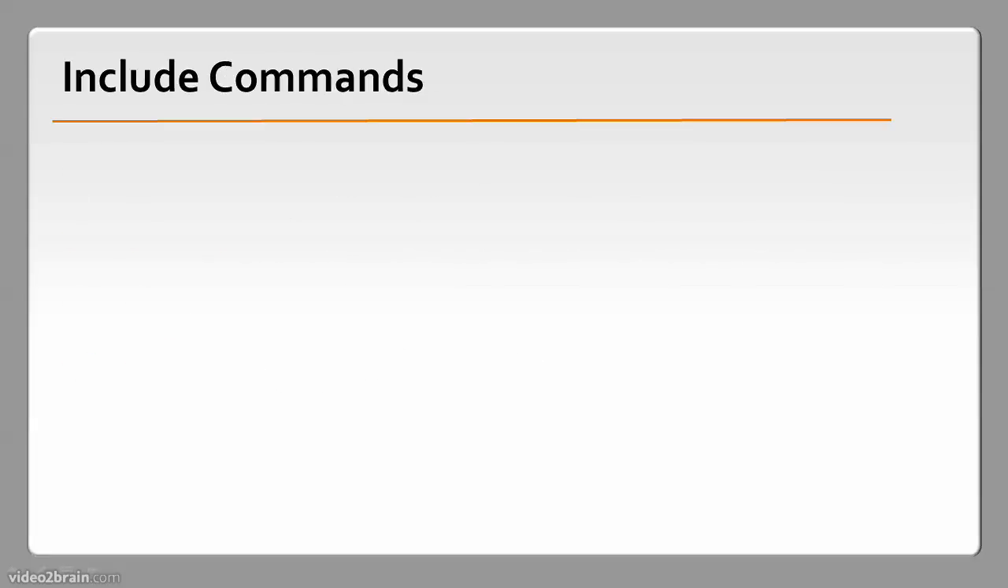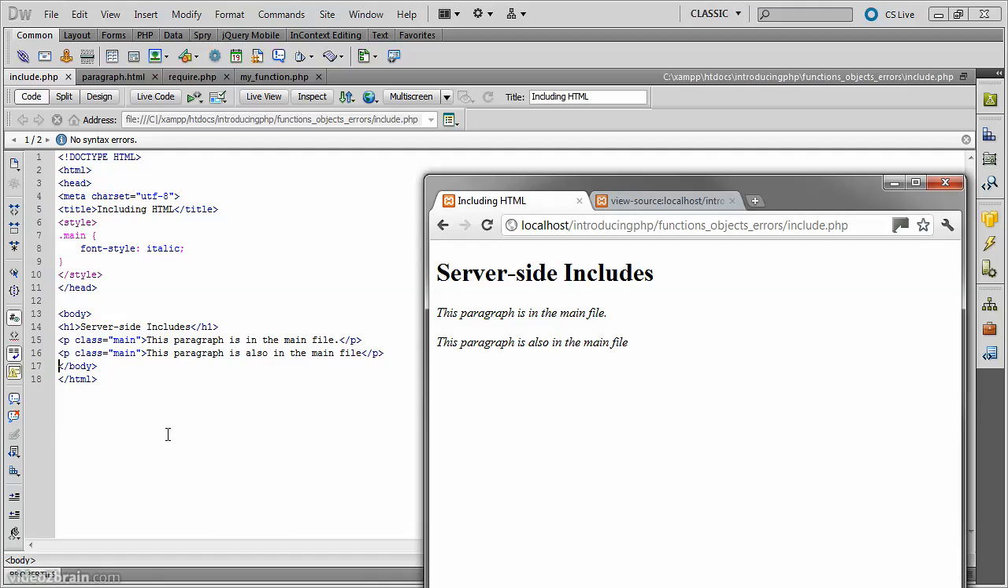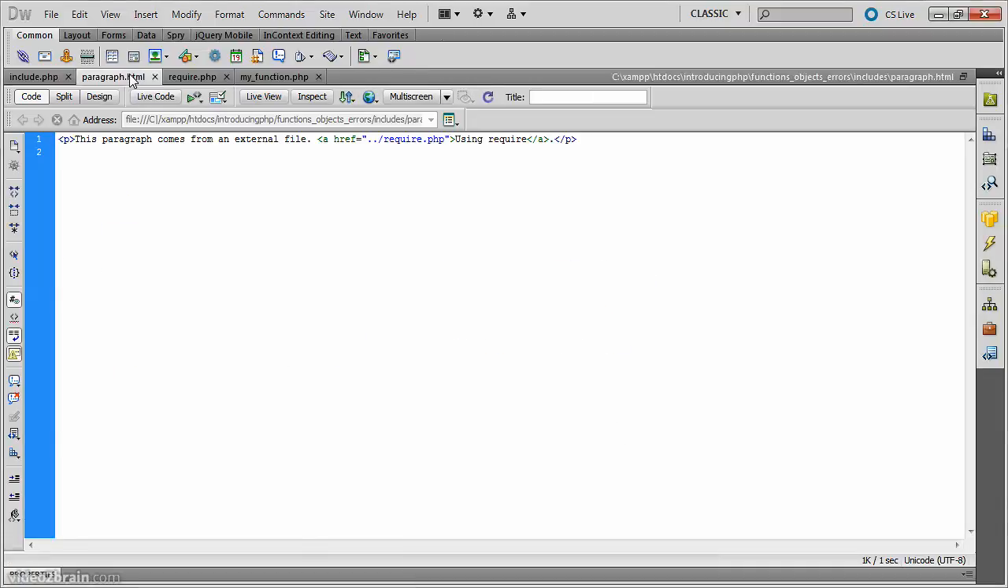To include an external file, you use one of these four commands: include, include_once, require, or require_once. Why four? Well, the best way to understand the difference is to see them in action. This is a very simple HTML file and the way that it looks in a browser. In another file, I've got just a snippet of HTML which I want to include in that main file.